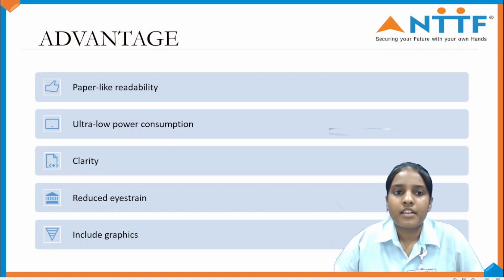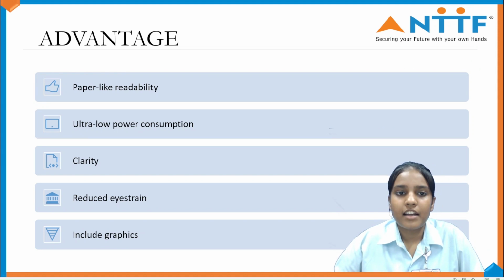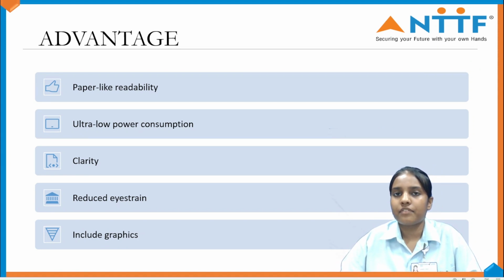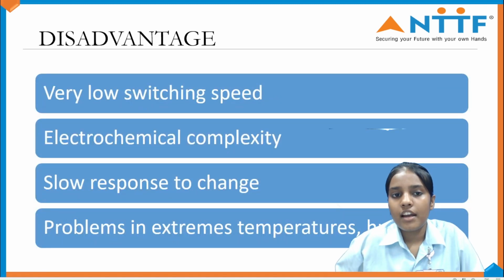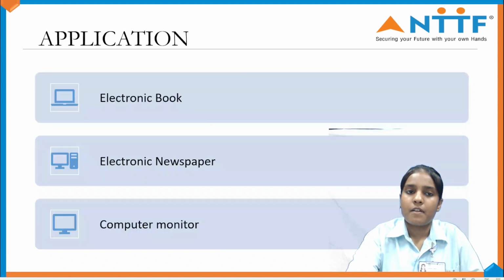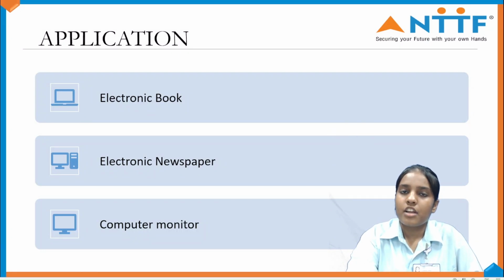These are the advantages: paper-like readability, ultra-low power consumption, clarity, reduced eye strain, can include graphics. Disadvantages: very low switching speed, electrochemical complexity, slow response to change, problems in extreme temperature and humidity. Applications: electronic books, electronic newspapers, computer monitors.